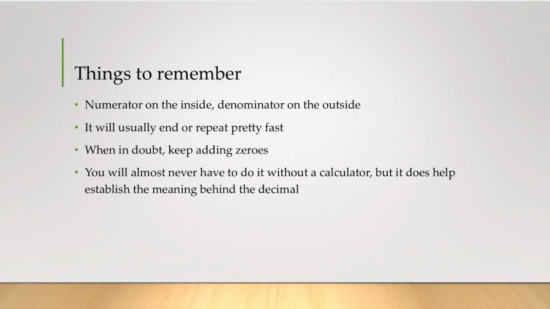And like I said, you probably will be able to use a calculator for the rest of your life, but it's nice to know where they come from, and that skill of long division will help you later, especially in 11th grade when you're using letters to do this. So I hope that helps.